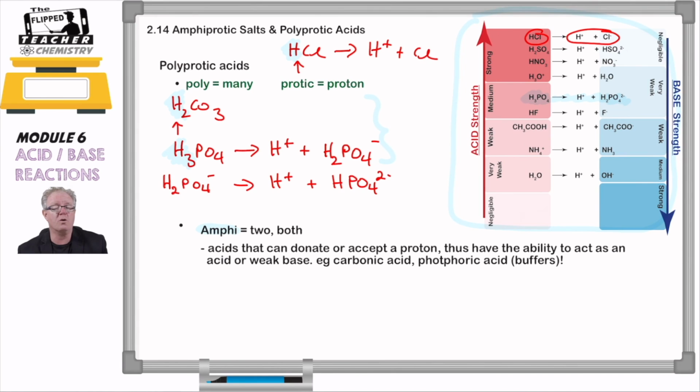Make sure you can draw your equations, that you know your acids, that you can identify acids that are monoprotic, diprotic, triprotic, of which citric acid is one, and what we mean by the term amphiprotic.